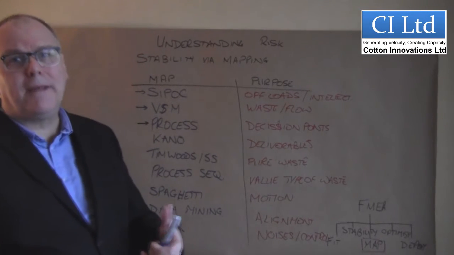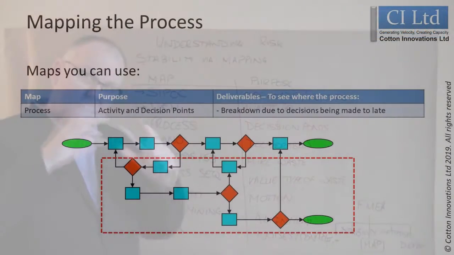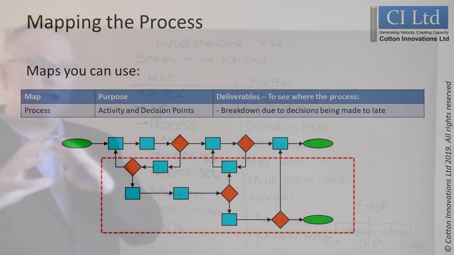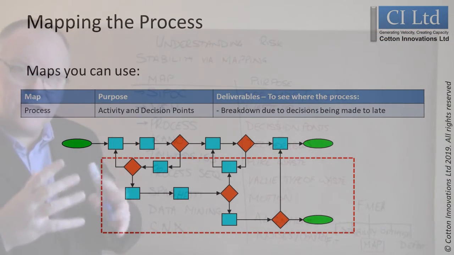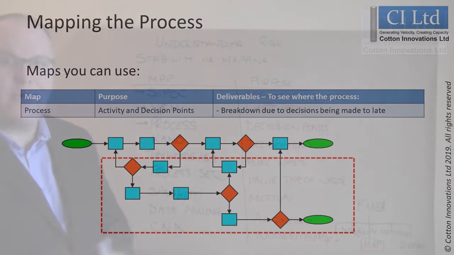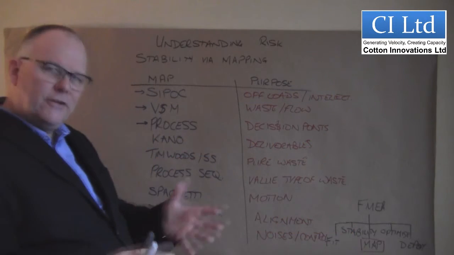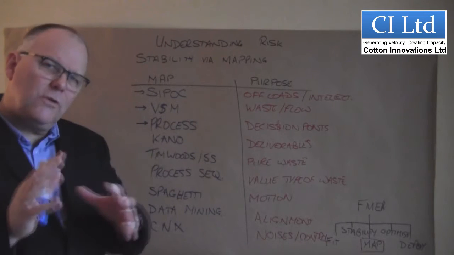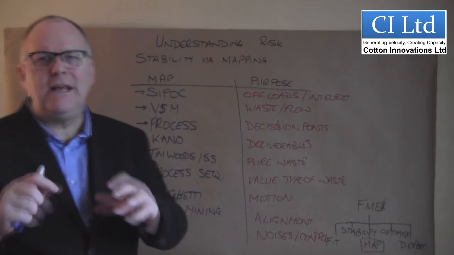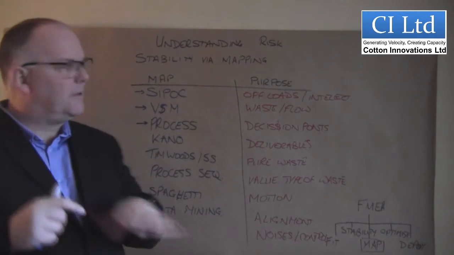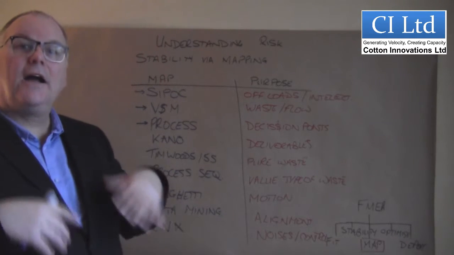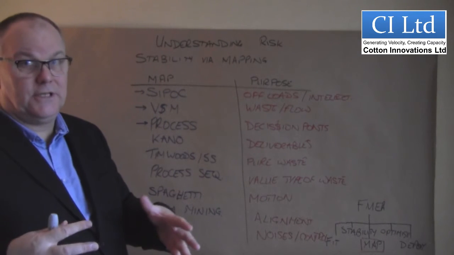Now this is a very common map, it's the map that most people use. It's squares, it's rectangles, it's diamonds, and it's various other shapes, and we link them together. We could put them into swim lanes and various other things like that. But what we're actually doing when we're mapping this is we're not really interested in the squares, we're interested in the diamonds, because it's about decisions and consequences of those decisions.